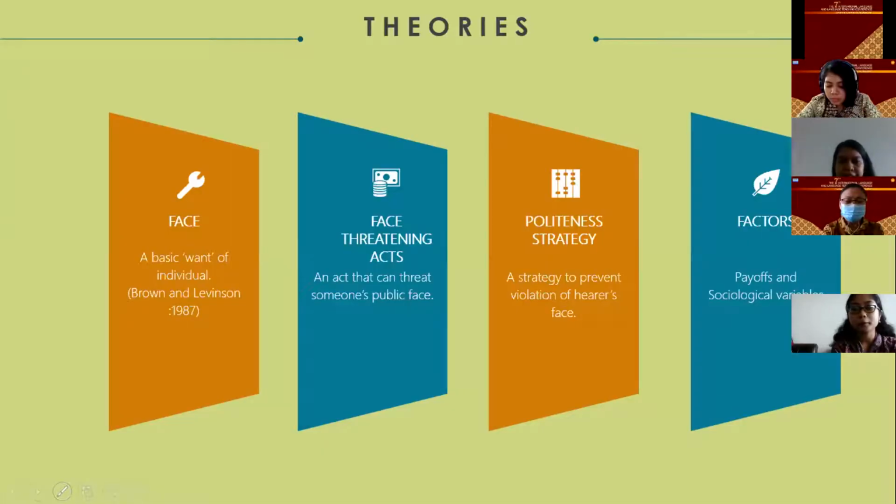So for the theories, we used theory from Brown and Levinson in conducting the study. And then within the politeness strategy, there are some important parts to be known. The first one is face, and then face threatening acts, and then the factors that influence someone's politeness strategy.